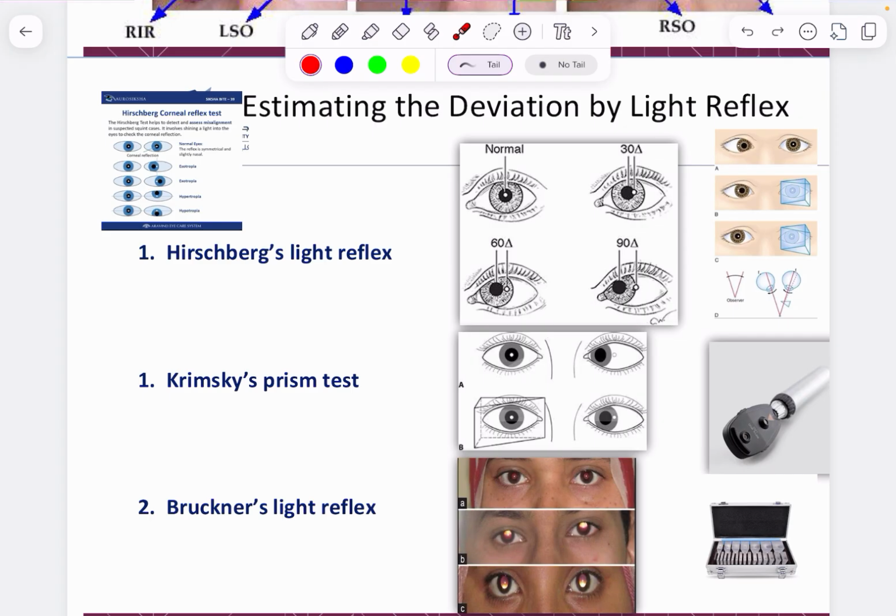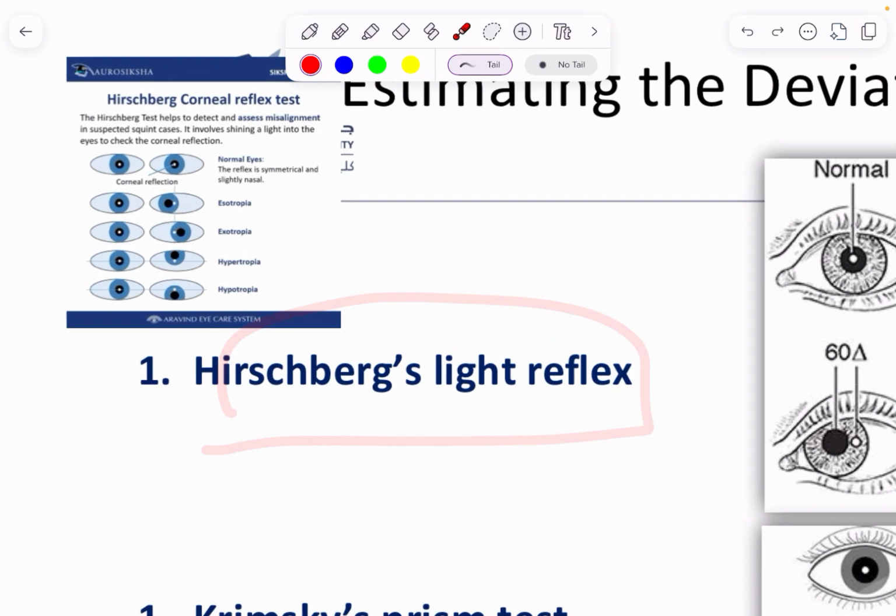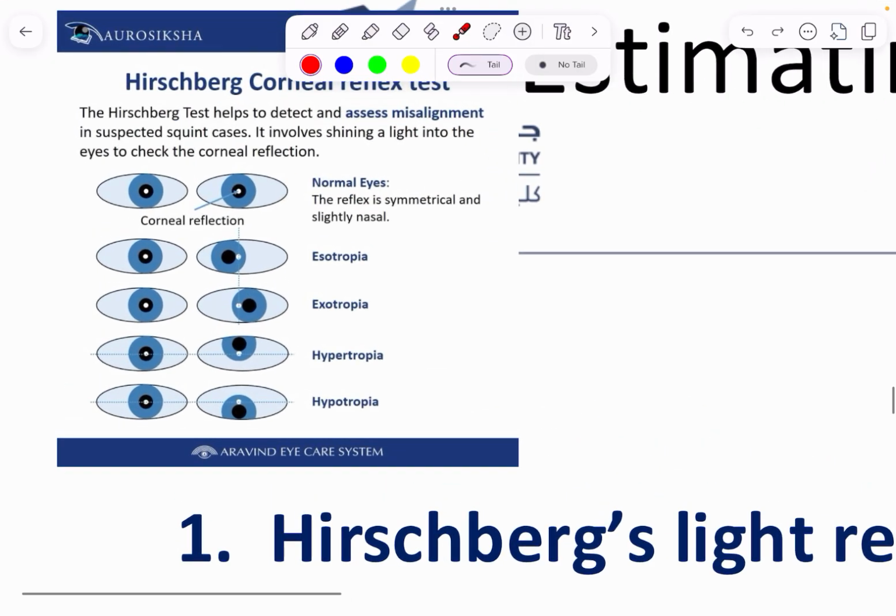We have Hirschberg's light reflex. What's the idea? When you want to detect a misalignment and you suspect a squint, you need to make sure by shining a light into the patient's eyes and you check the corneal reflection. It doesn't mean that if I see the patient in front of me and their eyes seem uneven, that's a squint straight away. No, you need to check because sometimes it could just be because of their head position. So if the corneal reflection is centered, that means this is a normal eye. As soon as there is asymmetry, depending on how it's looking, we can classify the different types of squints.